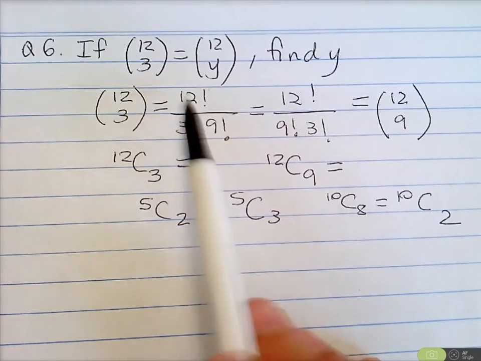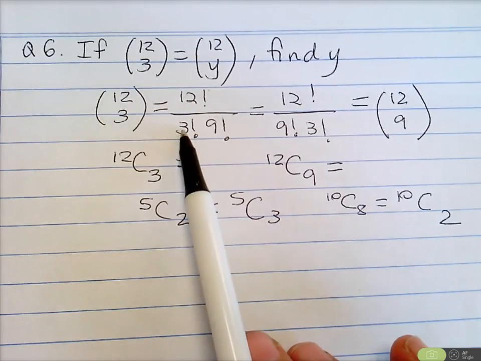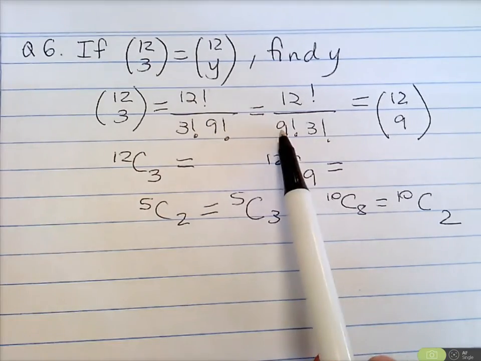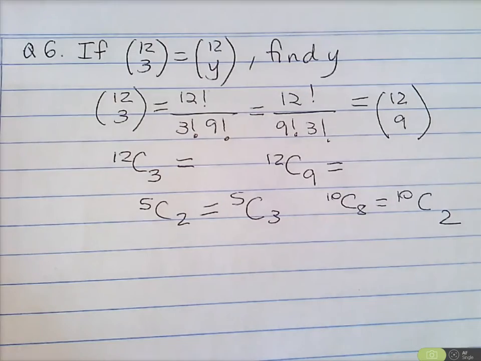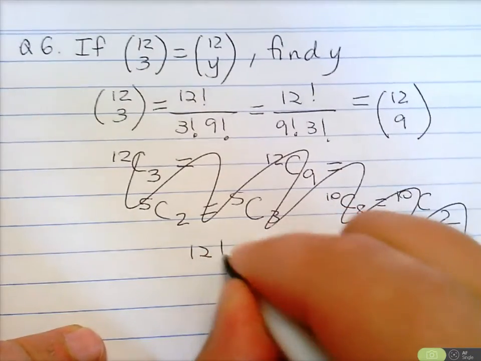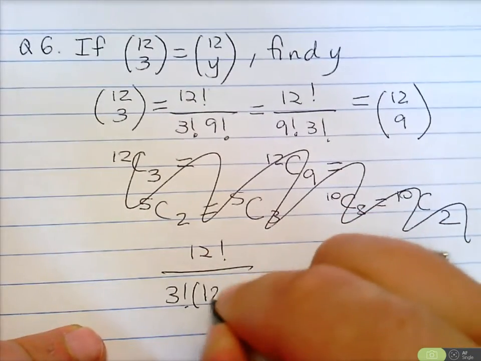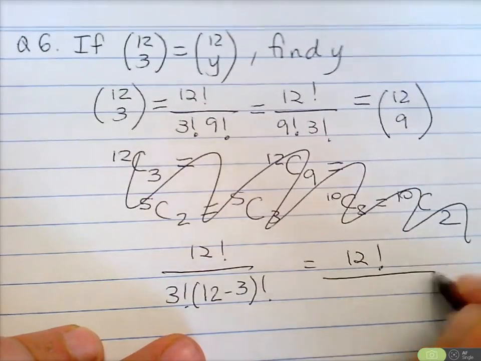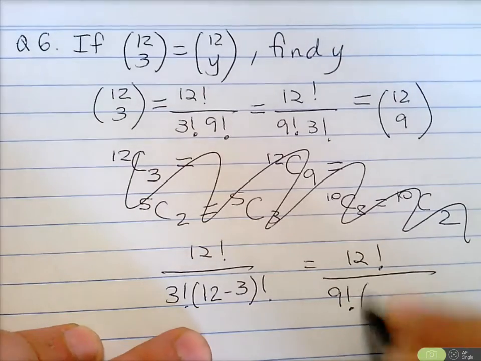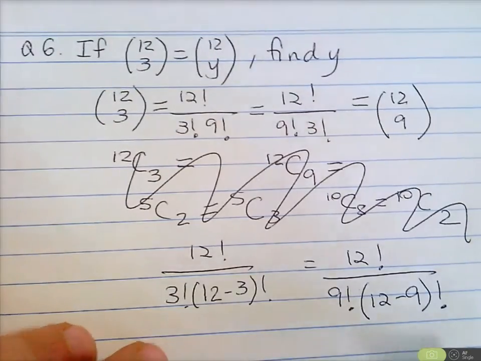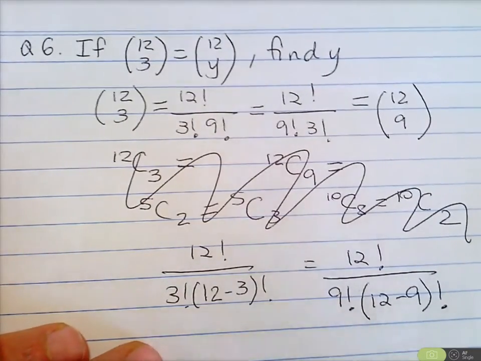12 choose 3 is 12 factorial over 3 factorial times 12 minus 3 factorial, which is 9 factorial. But if you swap them around, it now becomes 12 choose 9. Does it make sense? Because this one is 12 factorial over 3 factorial times 12 minus 3 factorial, or this one is 12 factorial over 9 factorial times 12 minus 9 factorial. Now, they give you the same thing by the definition.